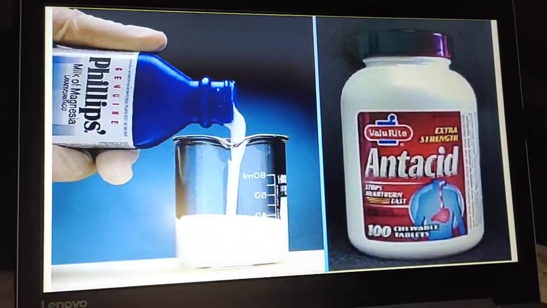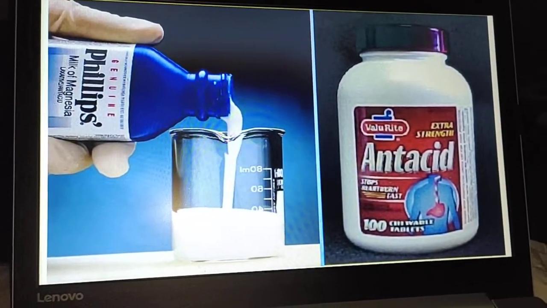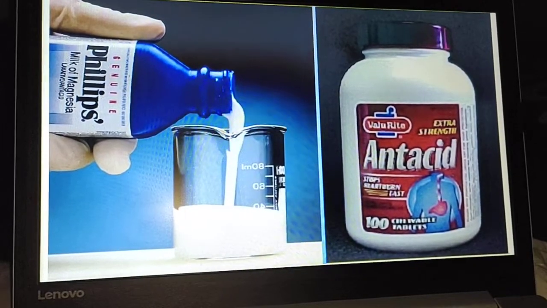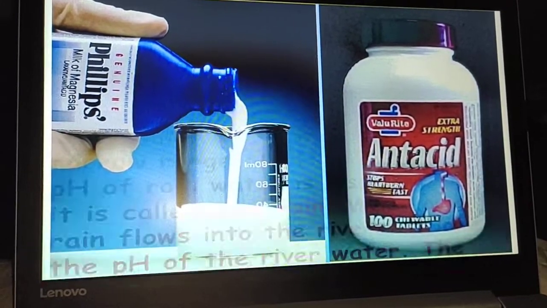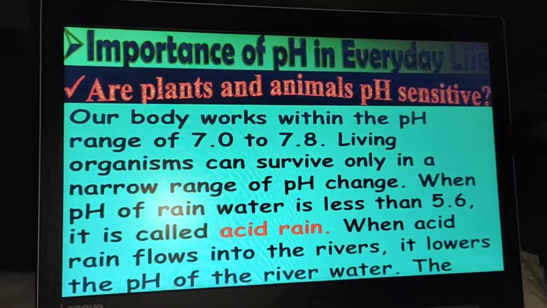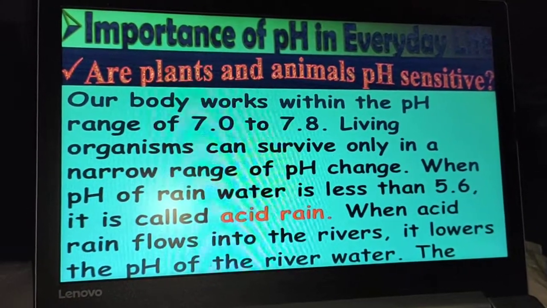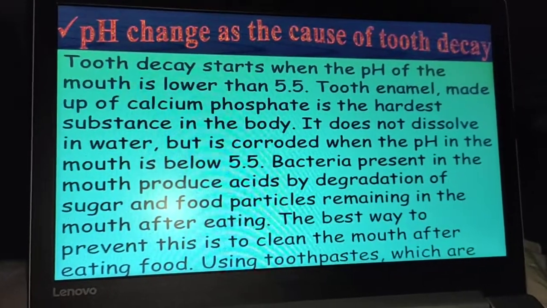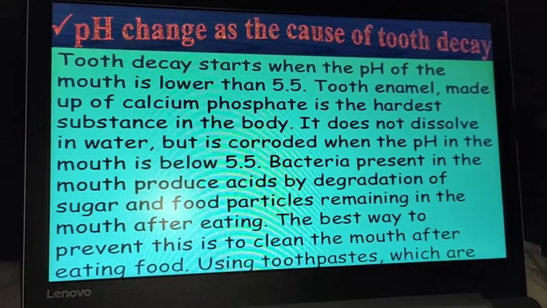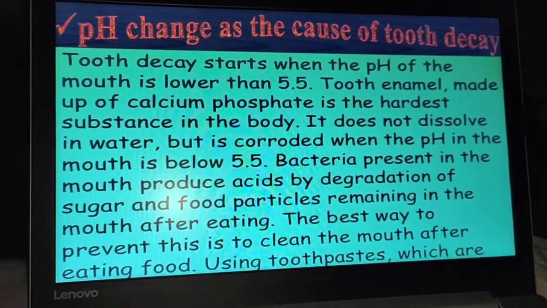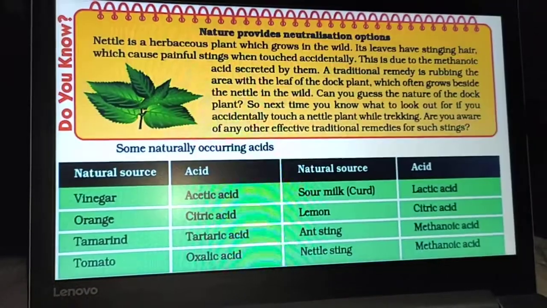So these are the examples of your antacids and some milk of magnesia, which is magnesium hydroxide, used to neutralize the acidity. Importance of pH in everyday life. Are plants and animals pH sensitive? Our body works within the pH range of this, that we already did this concept. Tooth decay, bacteria for the degradation, sugar and food particles remaining in the mouth.